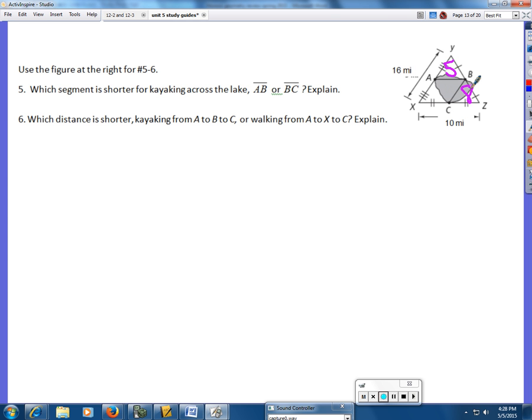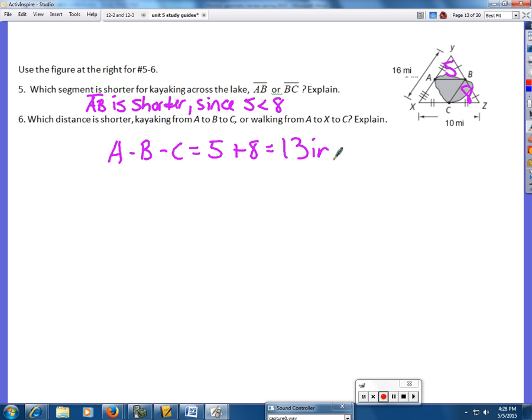Well, which one's shorter? AB. AB is shorter since 5 is less than 8. This would be your explanation. Which distance is shorter kayaking from A to B to C? So A to B to C. Well, that distance from A to B to C equals 5 plus 8, or 13 miles.